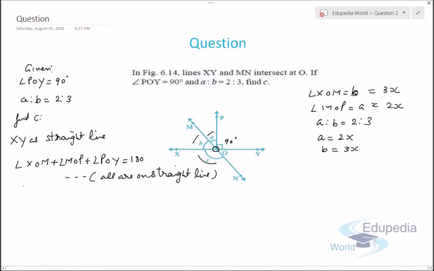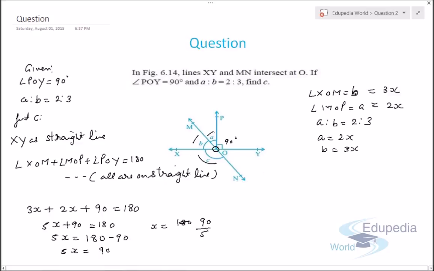So this means XOM we can write 3x plus MOP we can write 2x plus angle POY we can write 90, which equals 180. So this will be 5x plus 90 equals 180. So 5x will be equal to 180 minus 90. So 5x will be equal to 90. So x will be equal to 90 upon 5.